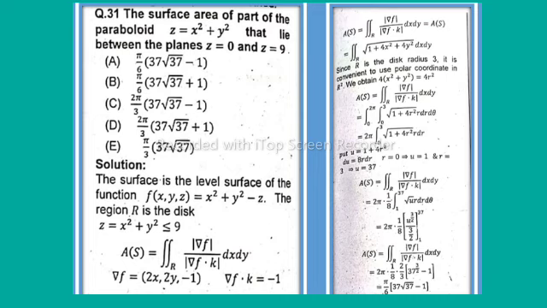So del f is equal to (2x, 2y, minus 1). Del f dot k is equal to minus 1. The integral over R of the absolute value of del f divided by the absolute value of del f dot k, dx dy, is equal to the integral over R of the square root of 1 plus 4x squared plus 4y squared, dx dy. Since R is the disk of radius 3, it is convenient to use polar coordinates.